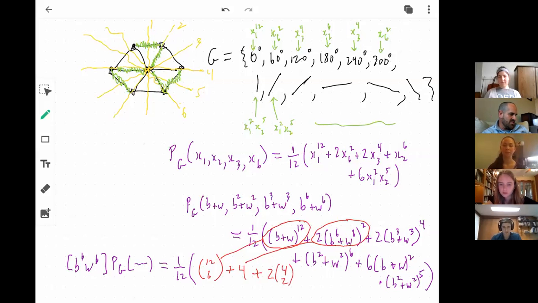Kind of see what I'm doing? I'm just thinking about expanding these things using the binomial theorem. Okay, so these guys are giving rise to these. Okay, what about the next one? What about the B squared plus W squared raised to the power 6?